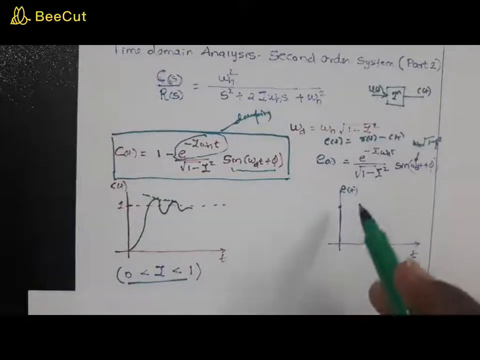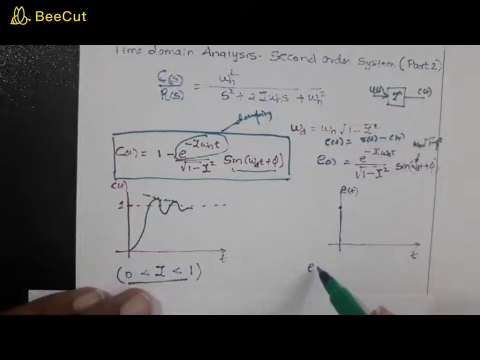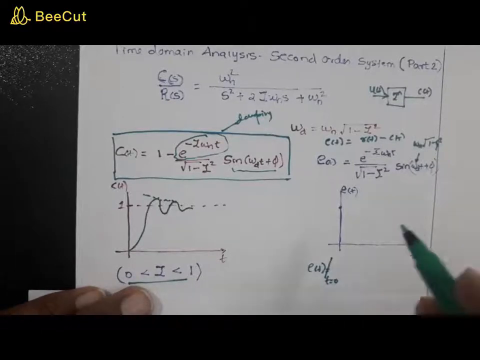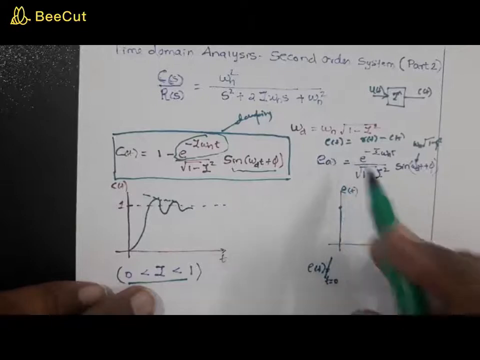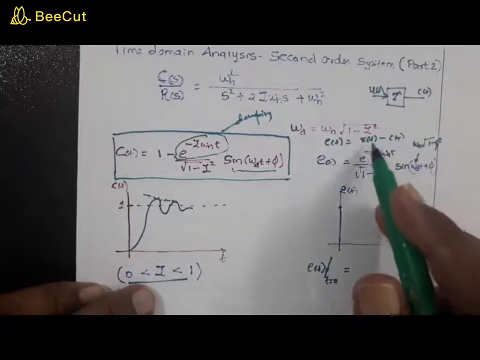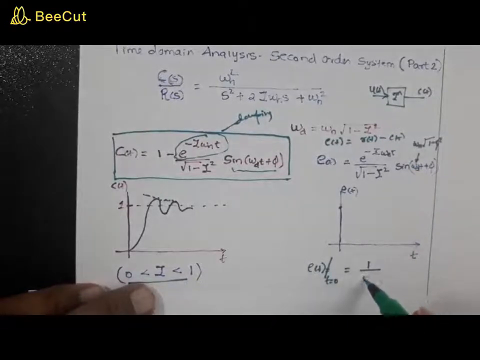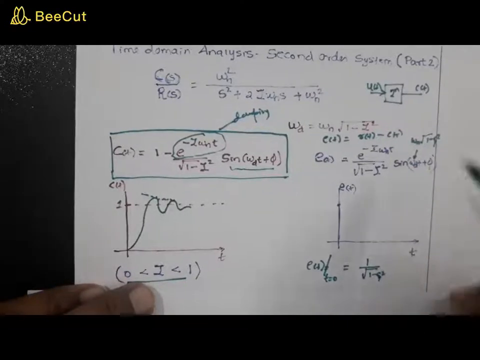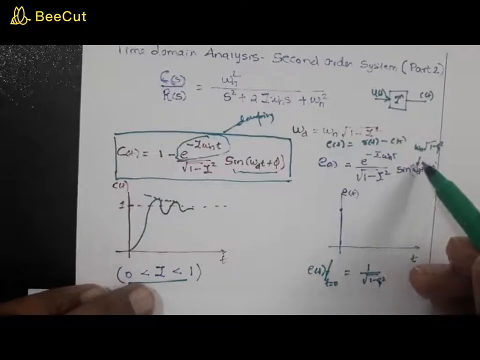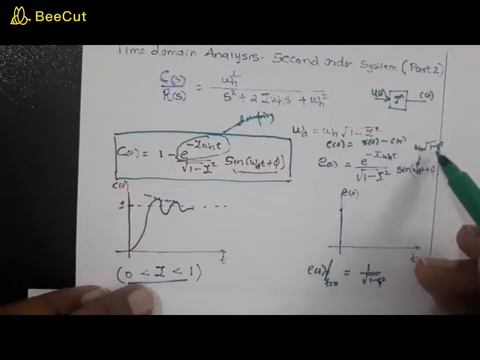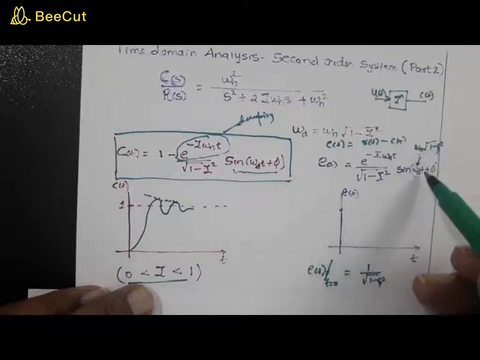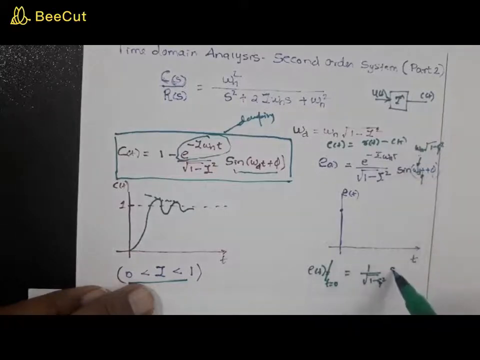How will you draw this e of t at t is equal to 0? What is e of t at t is equal to 0? Now, when you substitute, you will be getting e raised to minus omega n into t at t is equal to 0. This will be 1 by root of 1 minus theta square into sine omega dt. Omega d can be substituted as omega n into root of 1 minus theta square into t, right? Now, what happens at t is equal to 0? This is sine 0, 0 plus sine phi. This will be into sine phi.